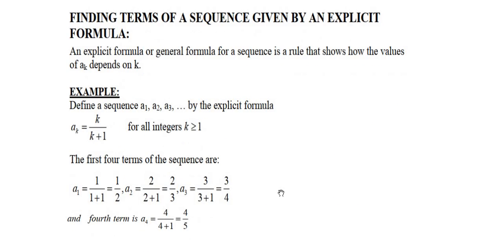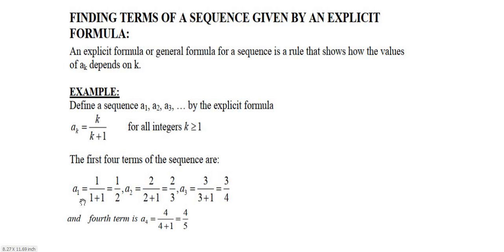A sequence is described by listing the elements of the sequence in order of increasing subscript, and finding the terms of the sequence given by an explicit formula. If we have a sequence a1, a2, a3 with the explicit formula a_k = k/(k+1) for all integers k greater than or equal to 1, it means we put the values of k starting from 1, 2, 3 and so on. The first 4 terms of this explicit formula are 1/2, 2/3, 3/4, and 4/5.